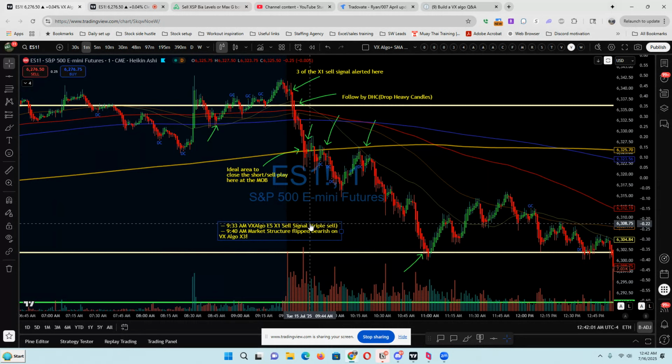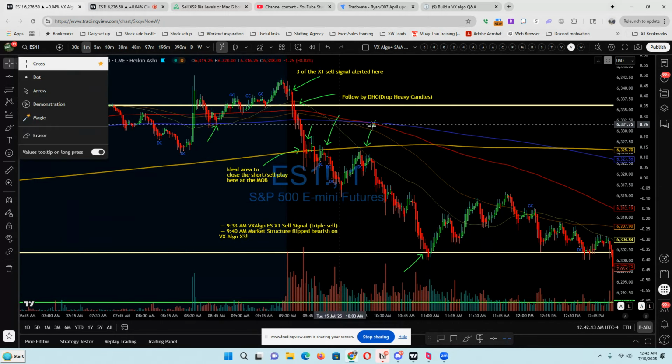So that was over here. So 940 market structure. 940 market structure now suddenly tells you, hey, instead of going long, we need to be shorting against the MOB line. And as you can see here, it worked out pretty well.